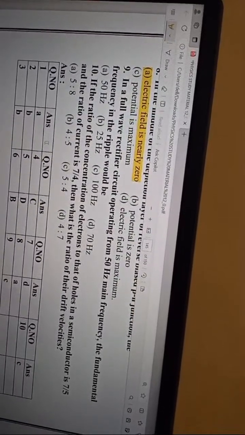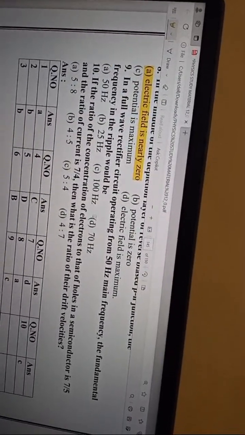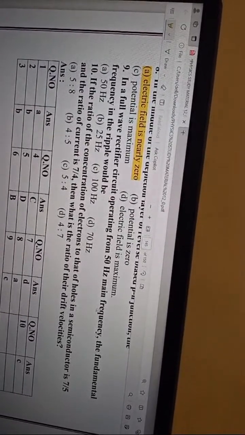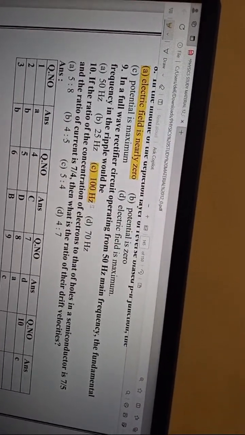In a full wave rectifier circuit operating from 50 Hz mains frequency, the fundamental frequency in the ripple would be, answer is C, 100 Hz.